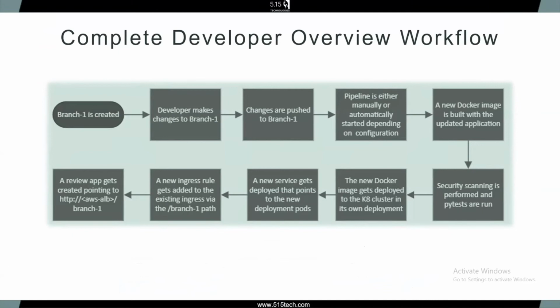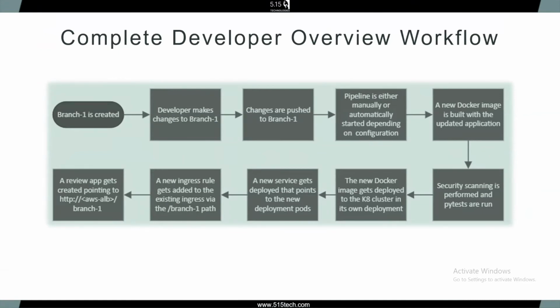They're going to go and create a branch, in this case, branch 1. They're going to make some changes. They're going to push those changes back to the repository to get merged. So it'll either manually or automatically kick off a pipeline, but that'll be a pipeline just for that branch.